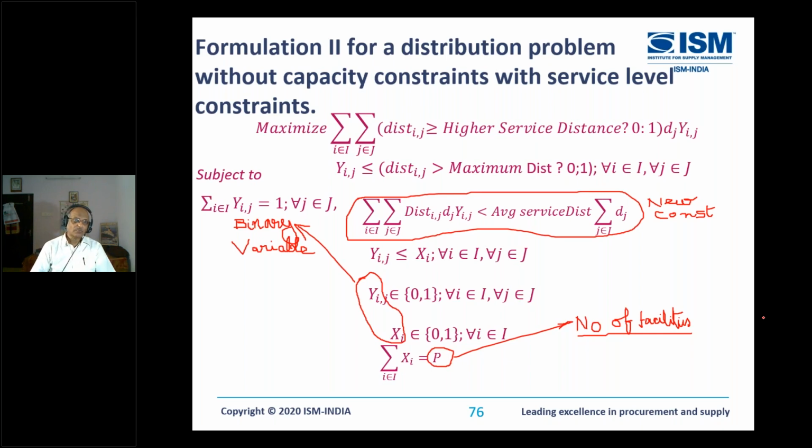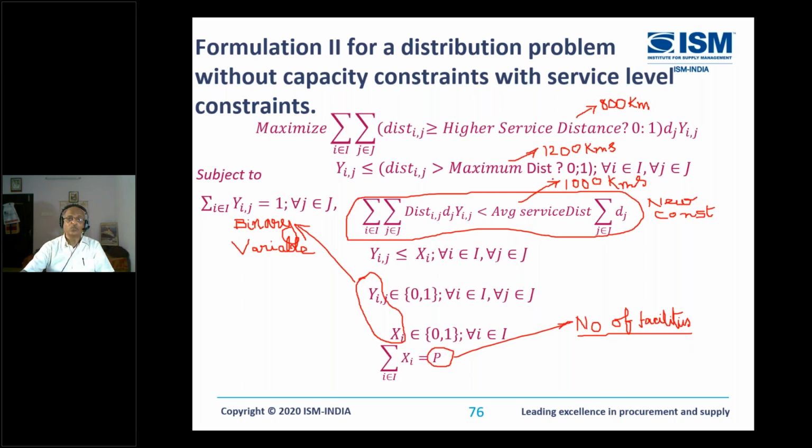Now, we have added the constraints for service level. That is what we are trying to maximize: the demand within high service distance. That means if the high service distance is 800, we want the maximum number of customers to be within 800 kilometers. All customers cannot be within 800 kilometers, so we are trying to maximize the number of customers. So it will be 800.